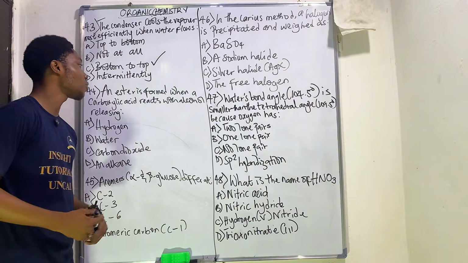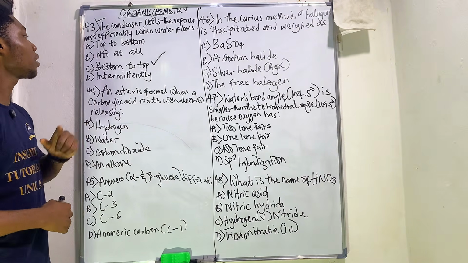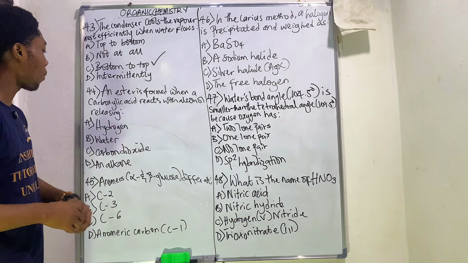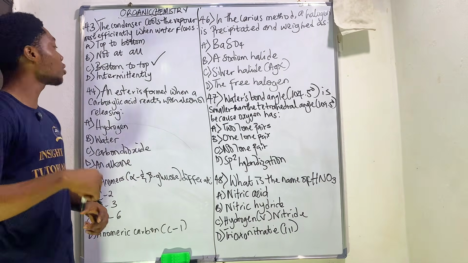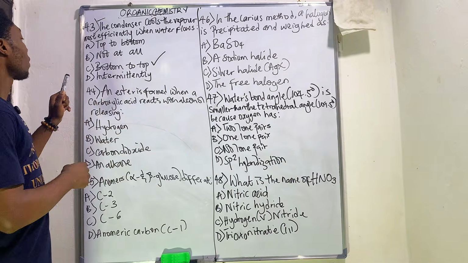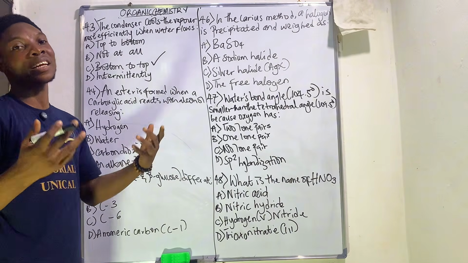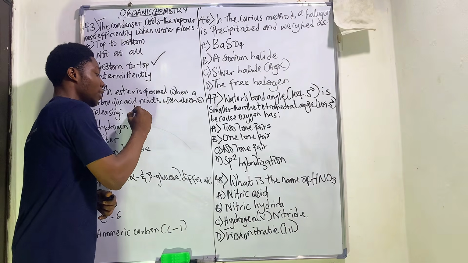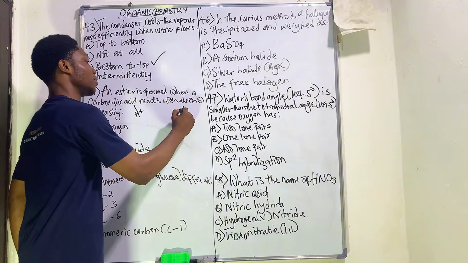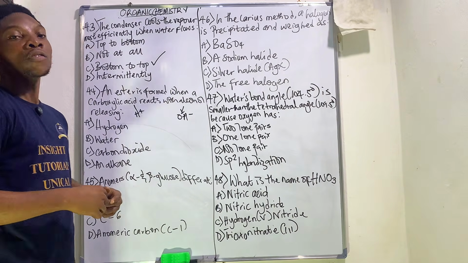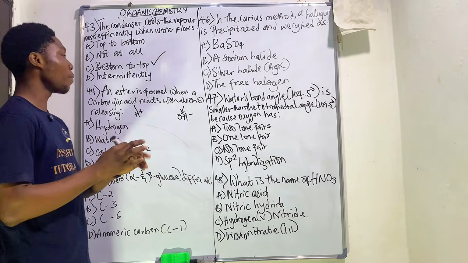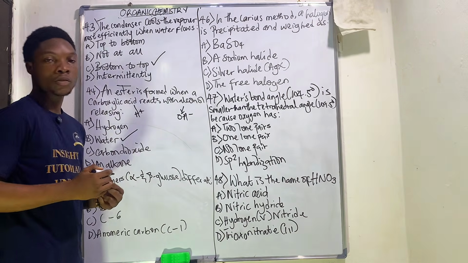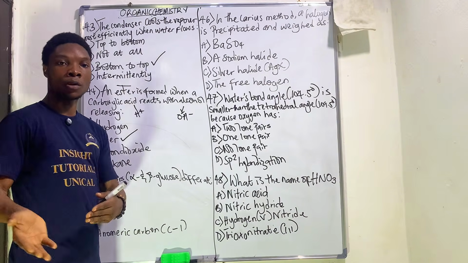All right, so next question. An ester is formed when a carboxylic acid reacts with alcohol, releasing A. Hydrogen, B. Water, C. Carbon dioxide, D. An alkane. Now, what you need to know is that a carboxylic acid and alcohol reaction is basically like a neutralization reaction where we have an acid and a base. The carboxylic acid serves as the acid by liberating hydrogen ion. The alcohol serves as the base and liberates hydroxyl ion. So now what happens is that it's going to lead to the formation of an ester, which is an alkanoate, and liberation of water, just like a normal acid and base reaction, right?